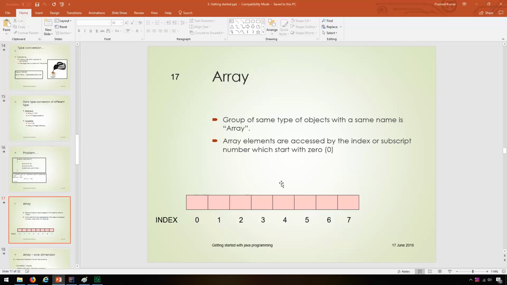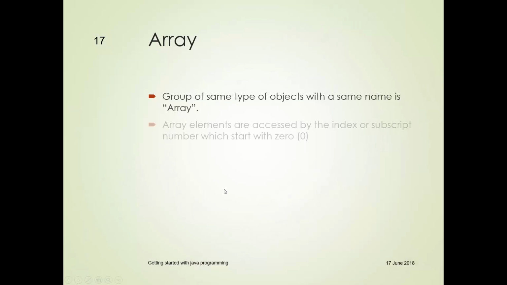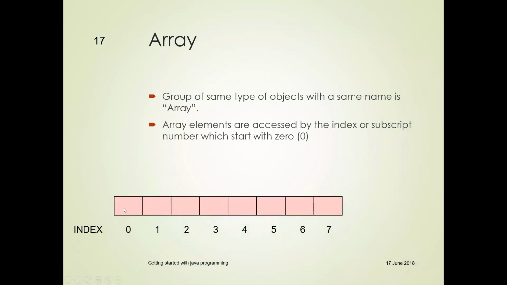Let me show you. So arrays are stored in memory with a name. The structure is like this. It has multiple boxes, which are individual values. Each value has a position number. We call it an index number. It starts with 0. These index numbers are used to access the value.